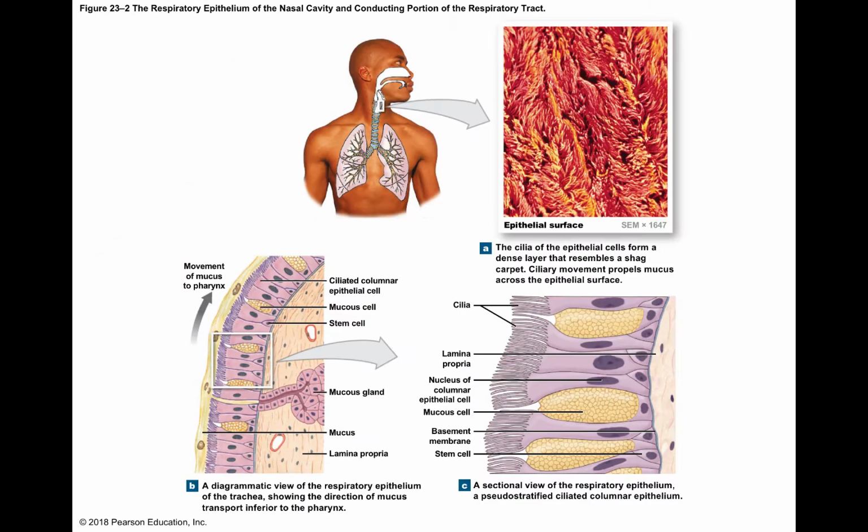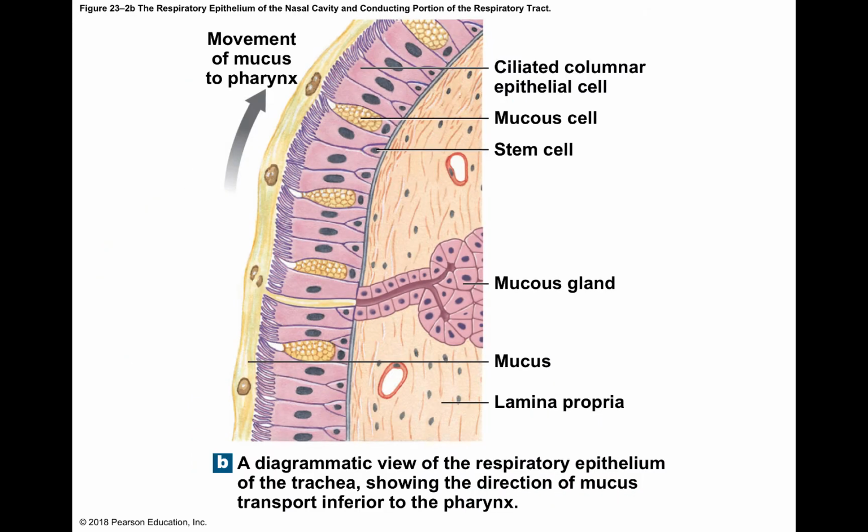So if we look at some of the tissues that cover this area, this is the epithelium that covers the trachea. Do you guys recognize that epithelium? What does that look like to you? It's ciliated, so it's columnar, and it's pseudostratified. So that's ciliated pseudostratified columnar epithelium.